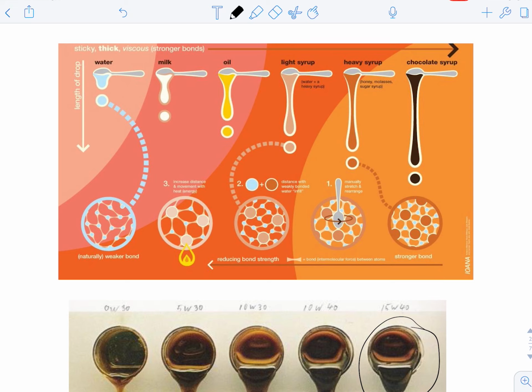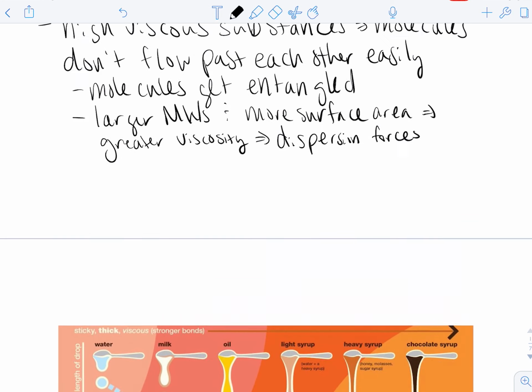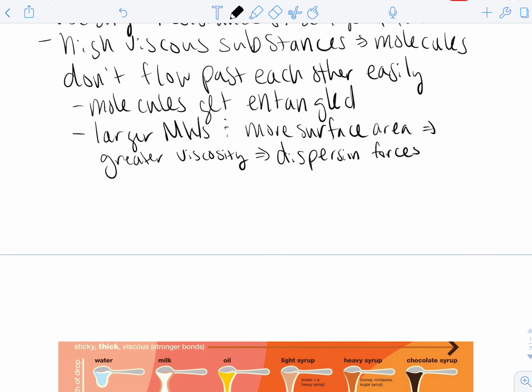It's not going to entangle very easily. So we need intermolecular forces that cause entanglement, and generally we think about dispersion forces when we're looking at that. Okay, so if you have greater surface area and larger molecular weights, you're going to have a greater viscosity.